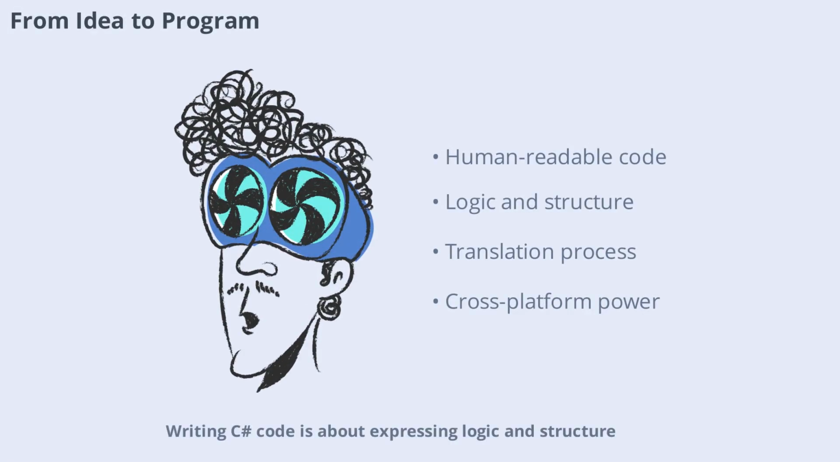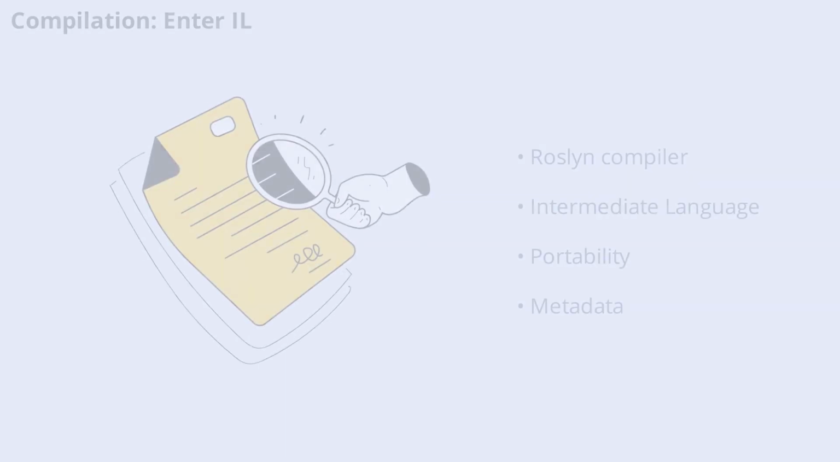Writing C# code is about expressing logic and structure, not issuing direct commands to hardware. Your code starts as human-readable text, full of creativity and intent, but for it to run, it must be translated into something the computer understands. This transformation is powered by the .NET ecosystem, which bridges the gap between your ideas and the CPU's requirements. By understanding this process, you gain insight into how software truly works and why .NET is so powerful for cross-platform development.